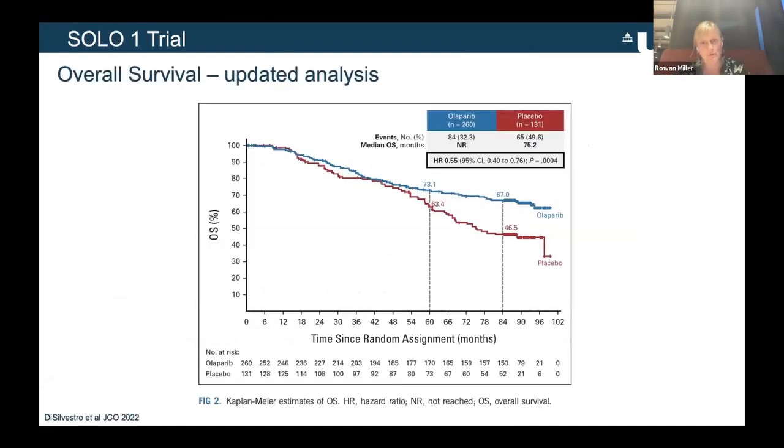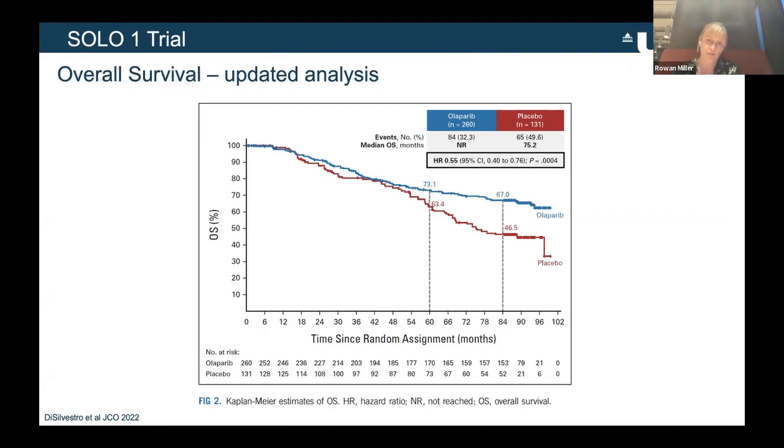And then just at ESMO last week, they presented the overall survival results, which the data is not yet mature because the patients in the olaparib group are doing so well. But you can see here at 7 years, there is 67% of the patients treated with olaparib are alive, compared to 46% on placebo. And that's despite the fact that more than half of the patients in the placebo arm went on to receive PARP at a later stage. So a 20% improvement of survival at 7 years.